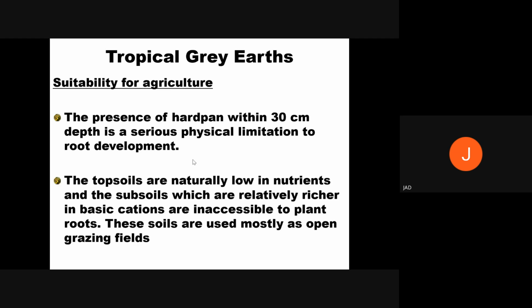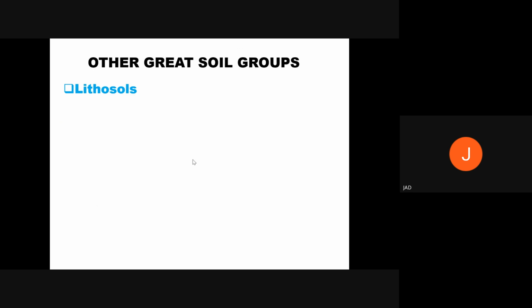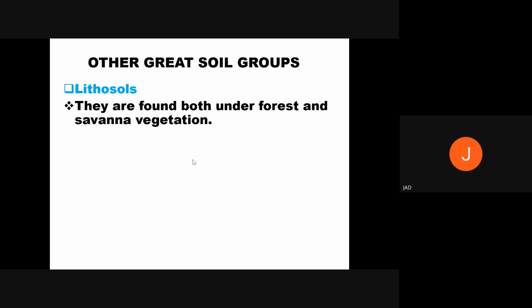So topsoils are naturally low in nutrients. The topsoil, which is relatively richer, its basic cations are inaccessible to plant roots. These soils are used mostly as open grazing fields. Open grazing fields. Other great soil groups, we have the lithosols.